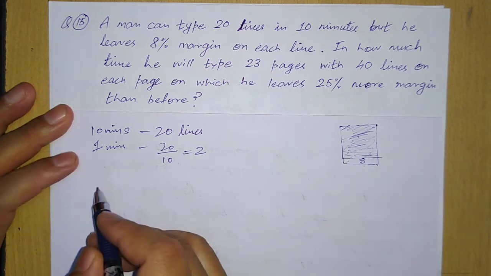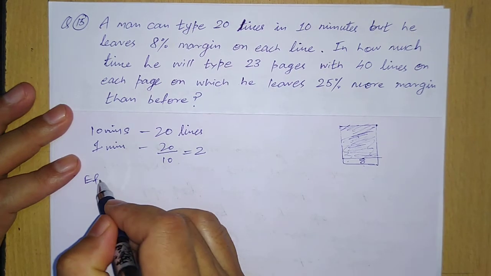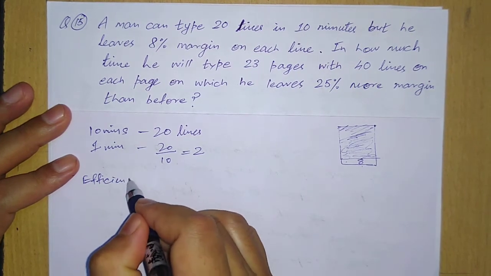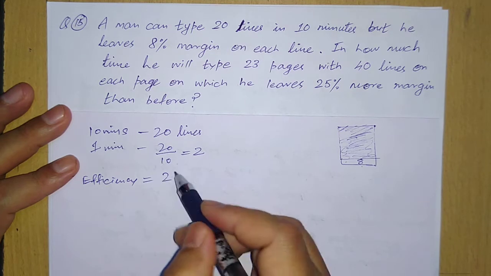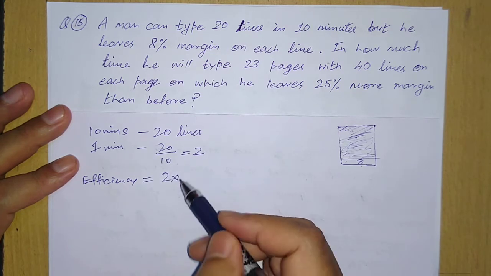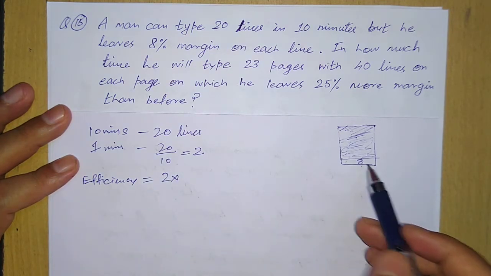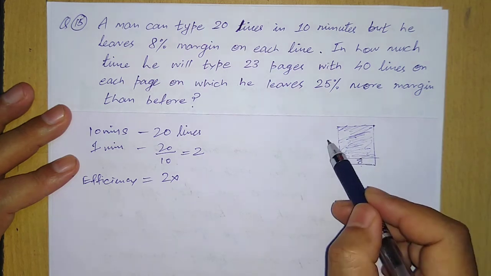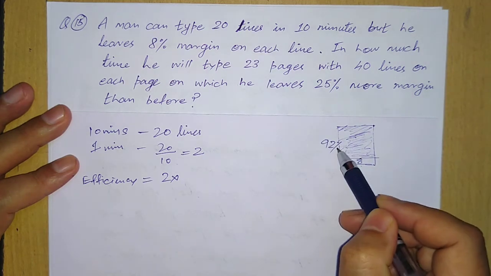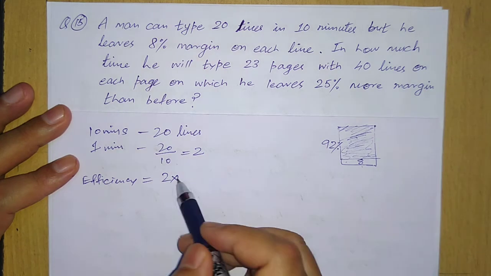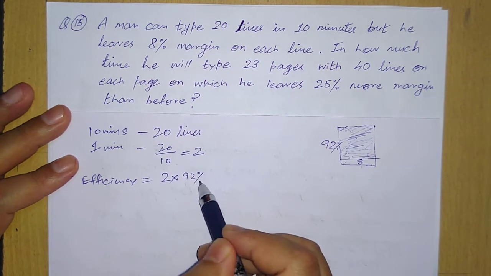So if we find out the efficiency of that man, it will be 2 lines per minute into his efficiency, which is how much? Out of 100 he is typing 92%. He is leaving 8% margin. So 2 into 92%.